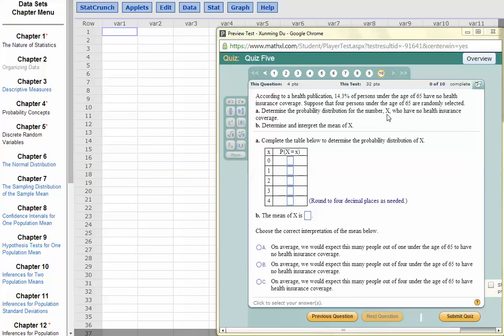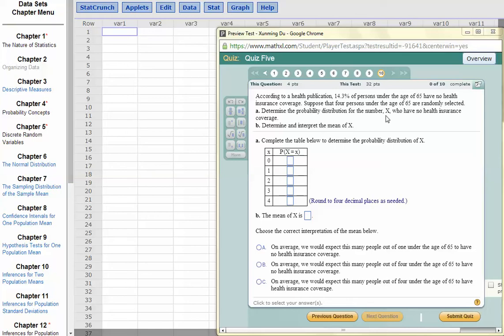Basically, here we choose 4 persons, then X can be from 0 to 4. If X equals 4, that means all 4 persons out of 4 people have no health insurance. And what is the probability for that? We want to use StatCrunch to do it.